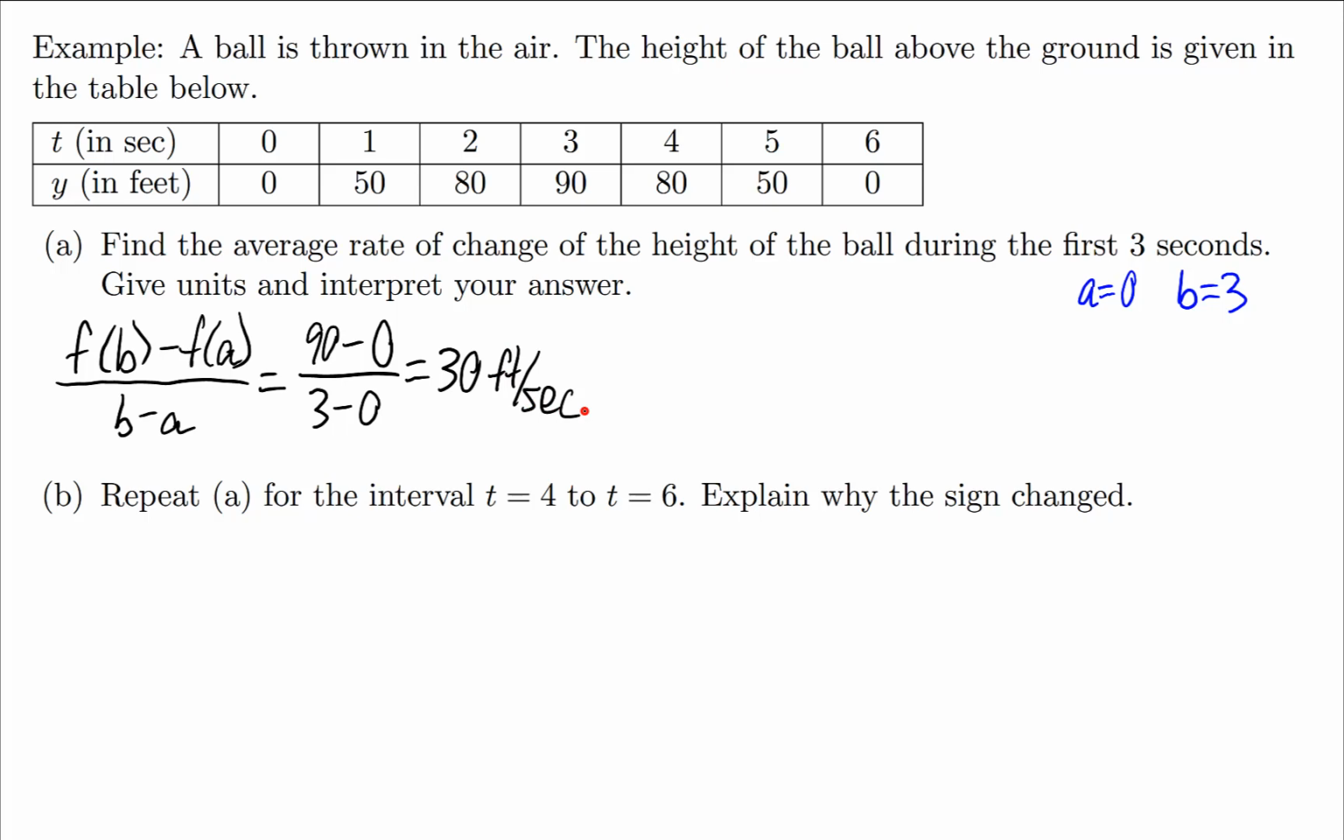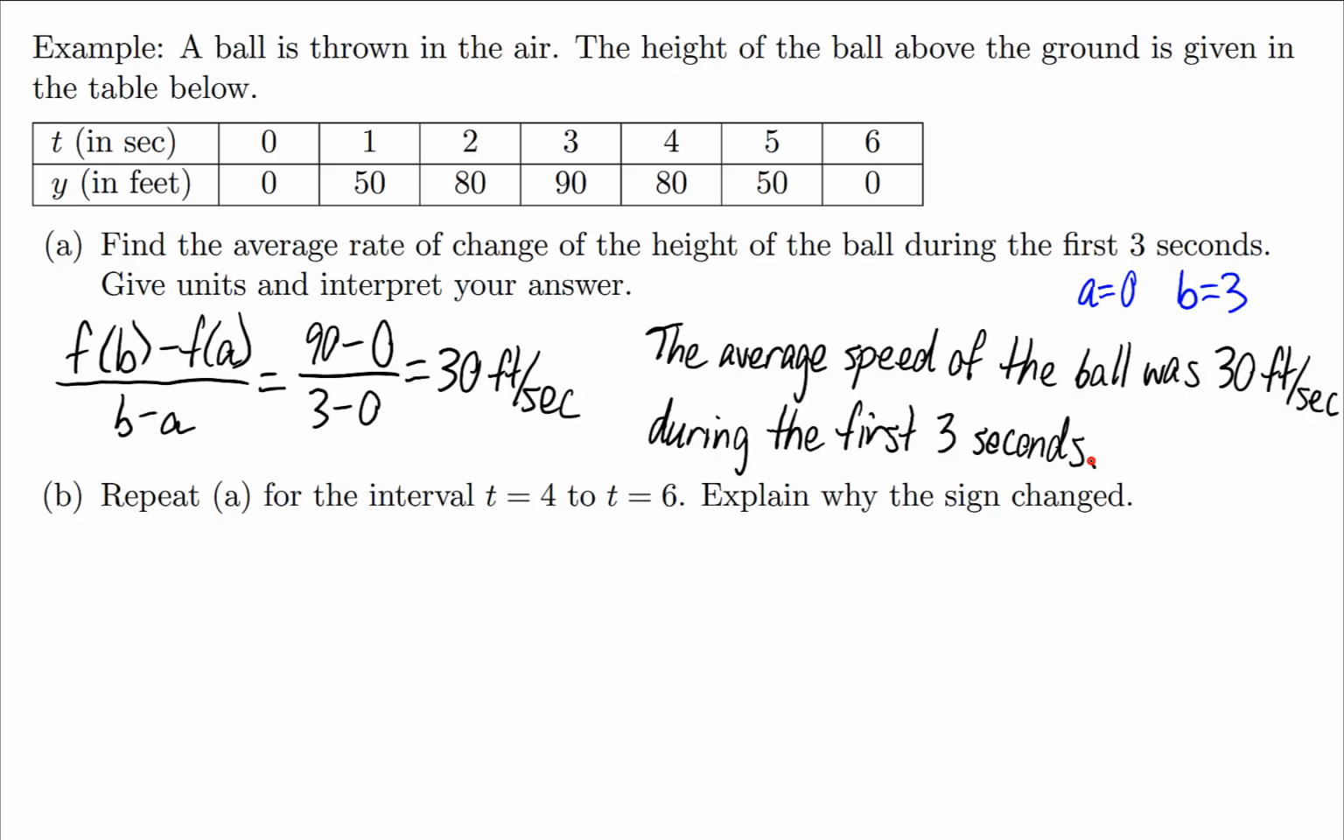Now it says, interpret your answer. The average speed of the ball was 30 feet per second during the first 3 seconds. Now why did I say speed? There was nothing about speed in here, it just wanted to know the average rate of change. Well, speed, or the word velocity, although there's a little bit more to that term, is distance over time. Feet is the units of distance, seconds is a unit of time, so this is actually speed.